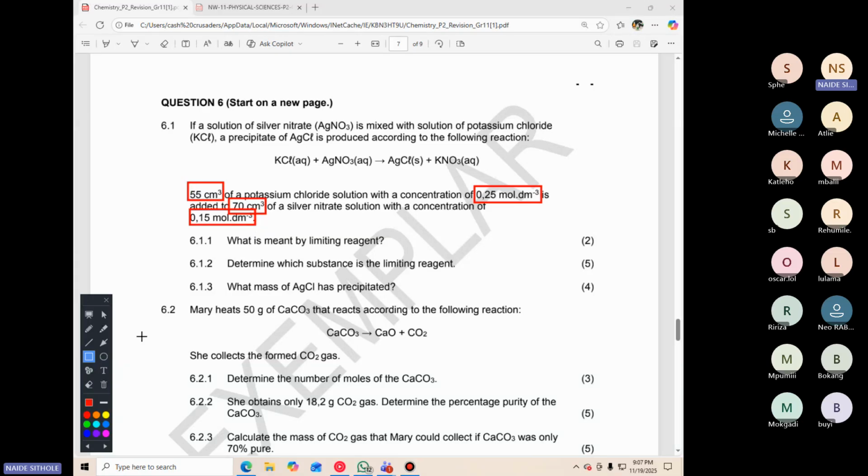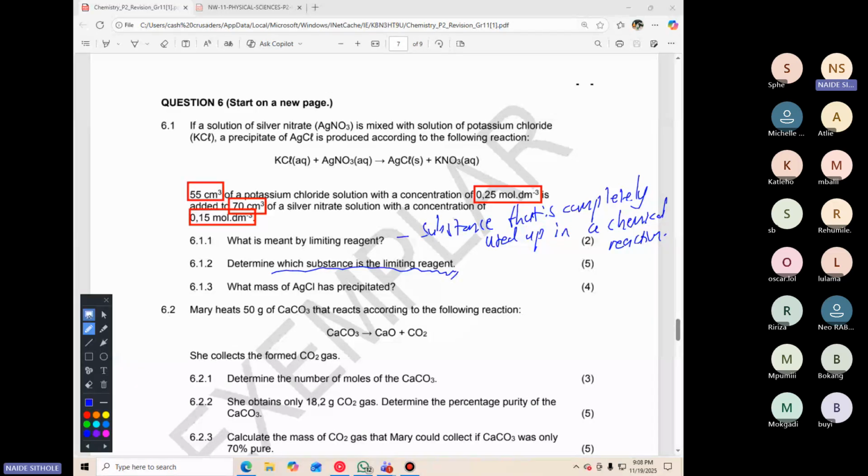What is meant by limiting reagent? This is the substance that is completely used up in a chemical reaction. Determine which substance is the limiting reagent. We already know how the drill goes here. How will we determine that? We determine which one is the limiting reagent simply by calculating the number of moles of both.